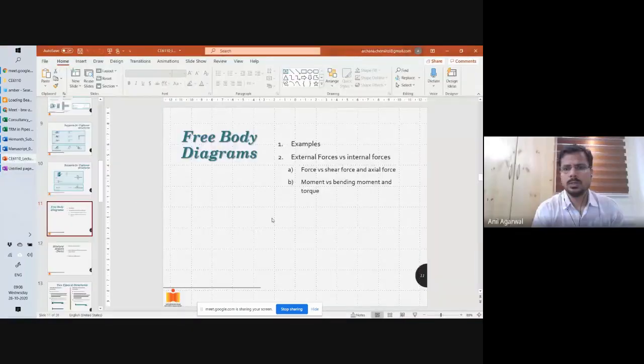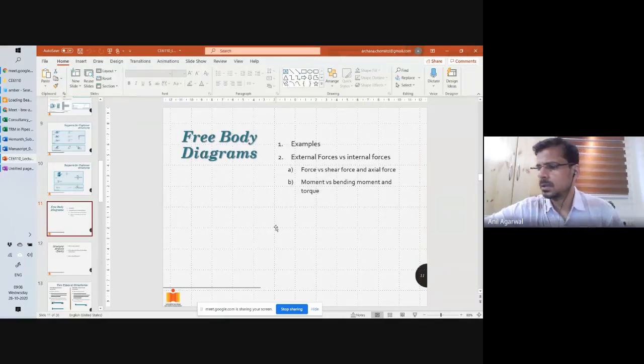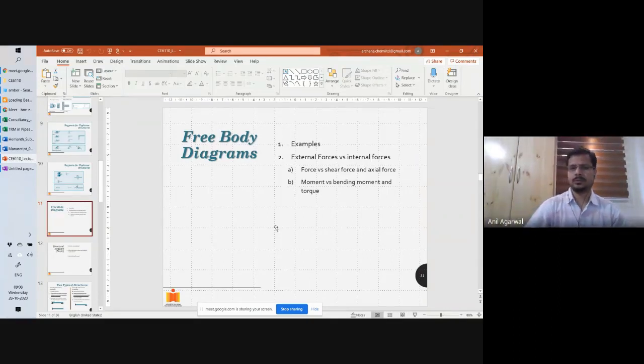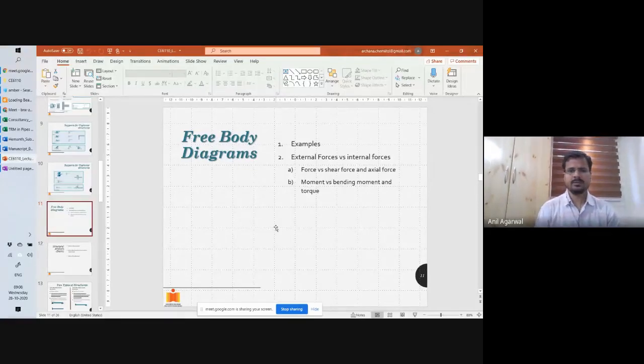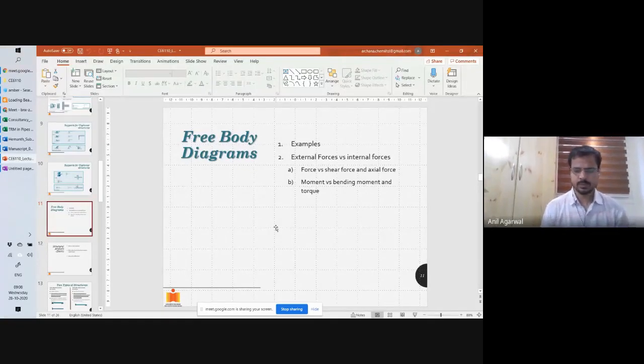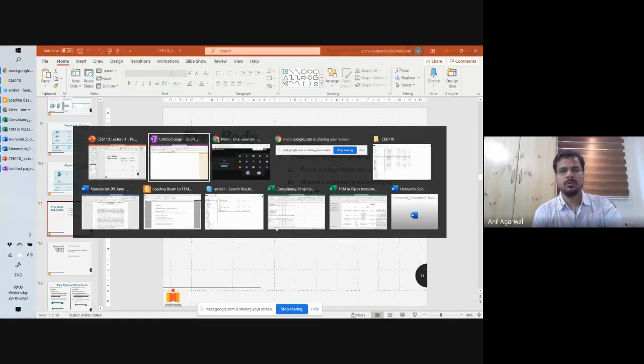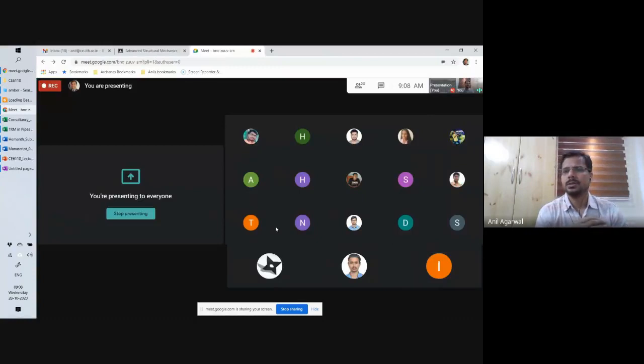So you know that free body diagram is very essential for us to understand how the internal forces, how the external forces will translate into internal forces. So yes, in the previous class I had given you a few examples of internal forces versus external forces, right? And with those examples, the sign convention for the forces for internal versus external should come.